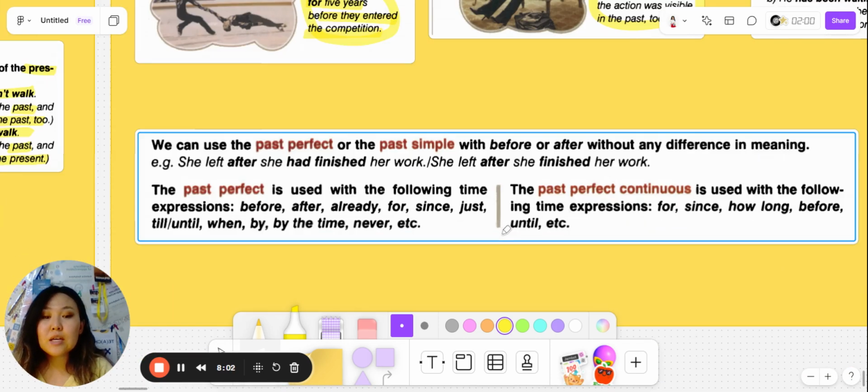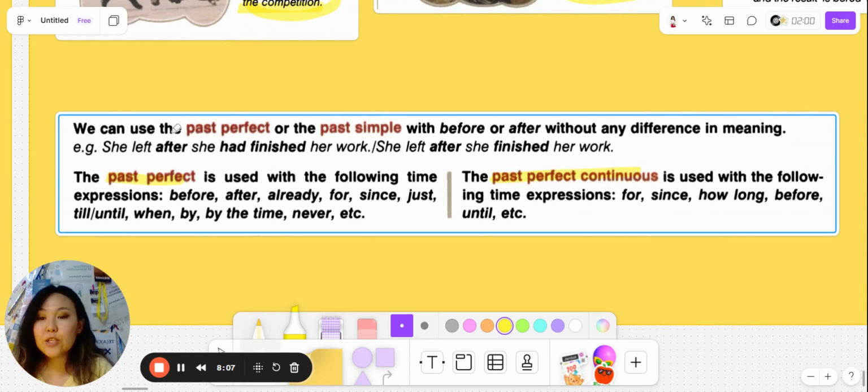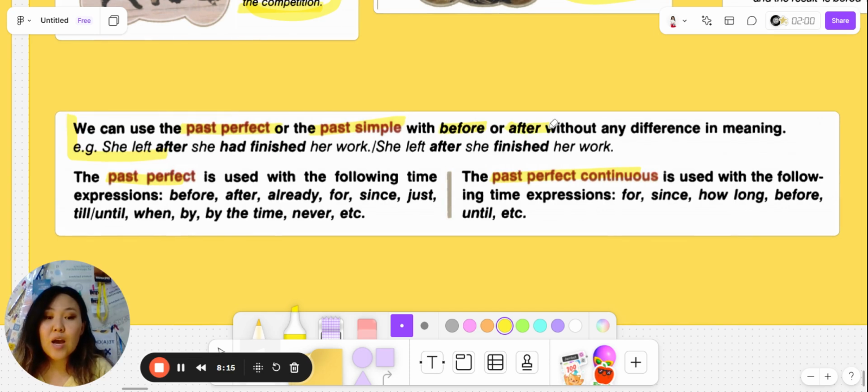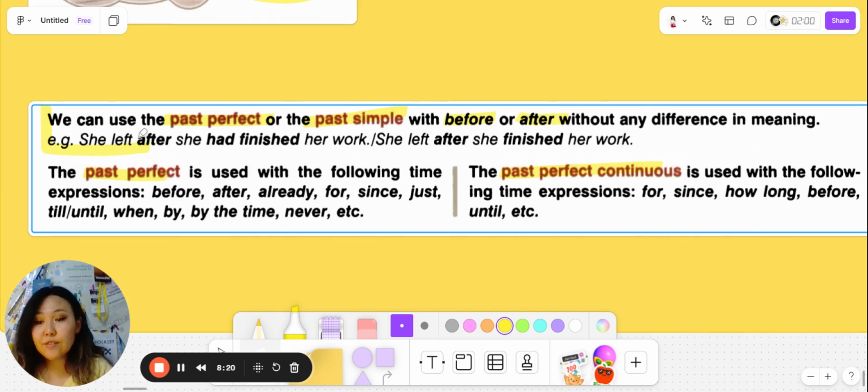So also, there are some words we can use with both tenses, the expressions. Here one more thing. We can use past perfect or past simple with before and after, without any difference in meaning. So we can actually use these tenses too. She left after she had finished her work. She left after she finished her work. It's totally fine. But of course, if you use had finished, it shows that you have a range of grammar, you know more. But anyways, it's the same. It doesn't change any meaning at all.